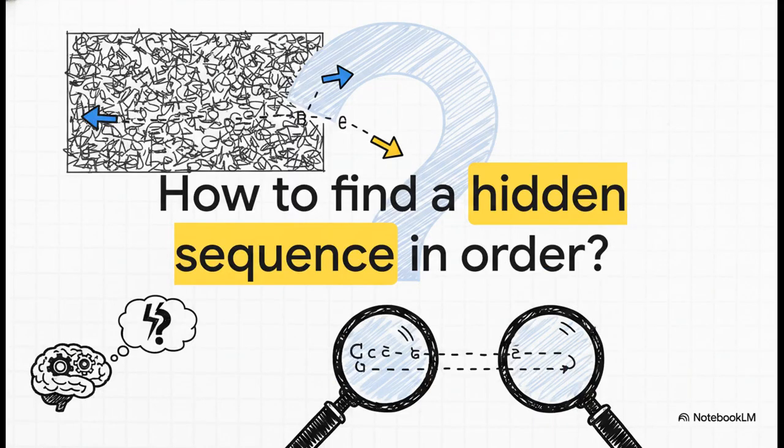Imagine trying to find a secret message buried in a massive wall of random text. And it's not just about finding the right letters, it's about finding them without losing your place, making sure they show up in the exact right sequence. That's the exact problem we're solving today. It sounds kind of complicated, right? But we're going to use a surprisingly simple technique to crack it.